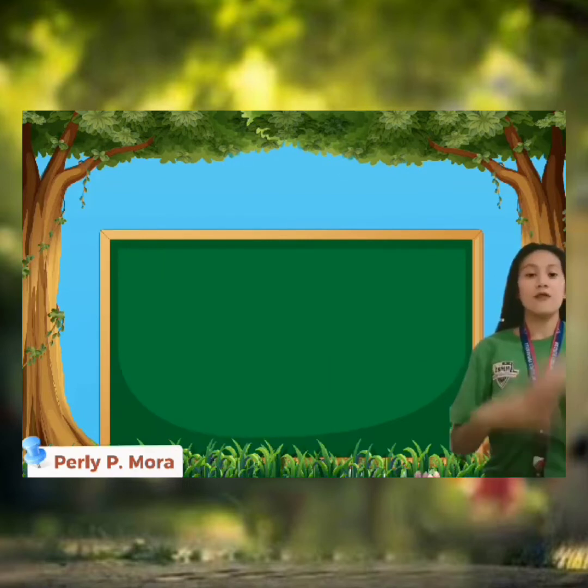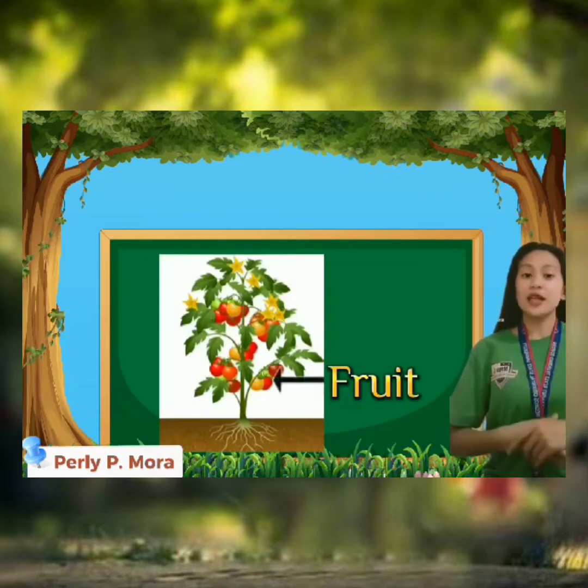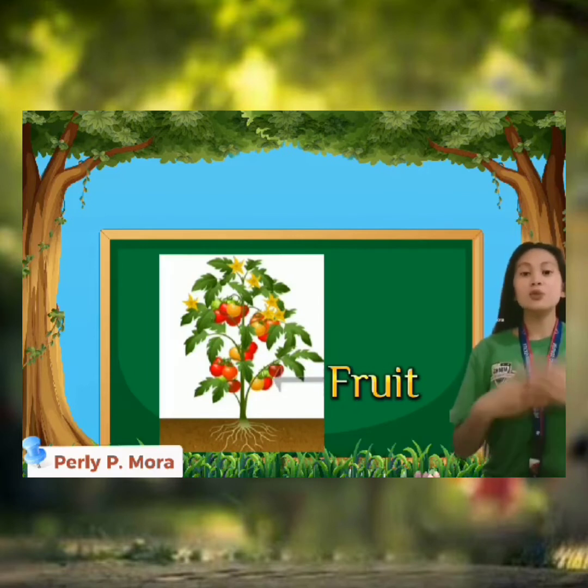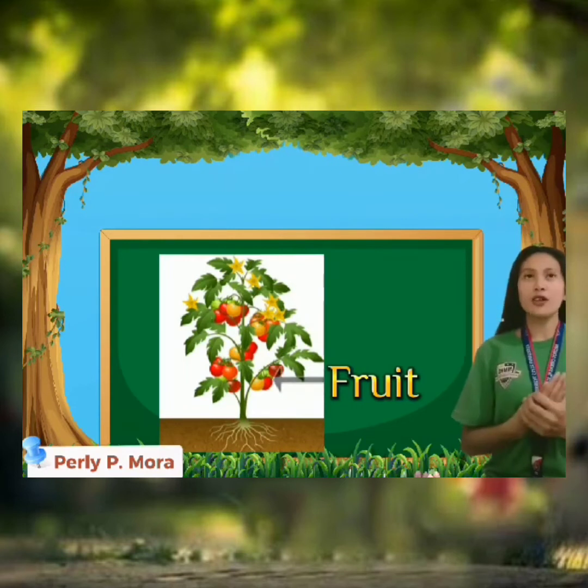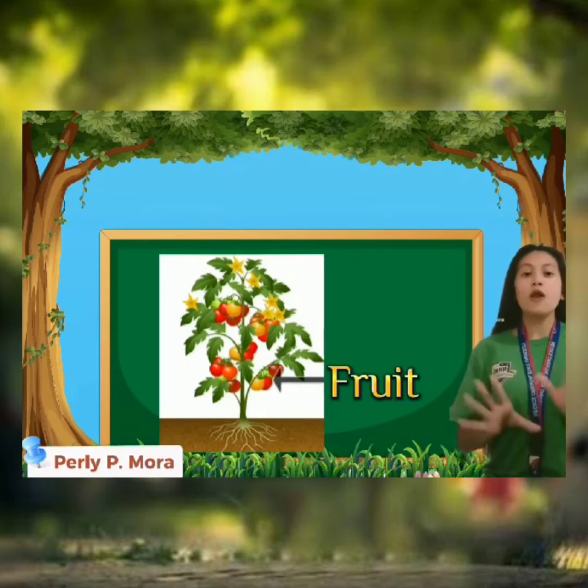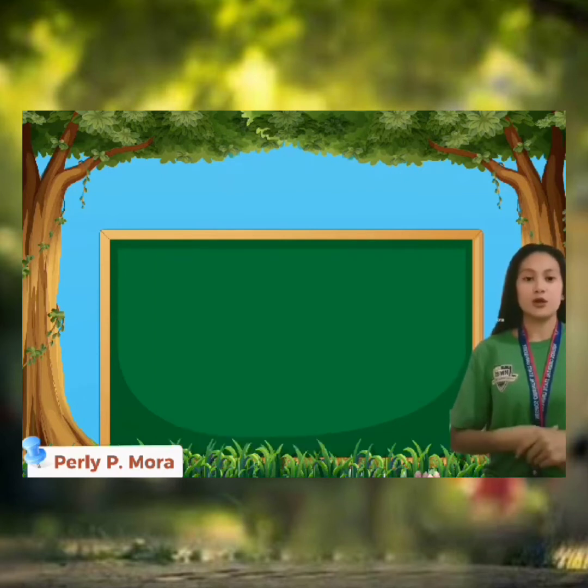Next is the function of fruit. Fruit protects the seed, and its primary purpose is to disperse seeds that promote plant reproduction. Therefore, regardless of whether the fruit is edible, sweet, or soft, all flowering plants yield fruit.